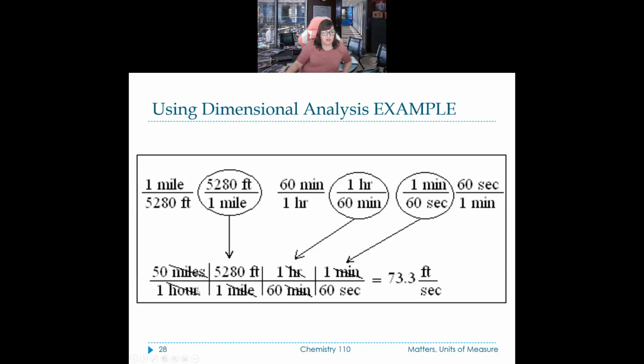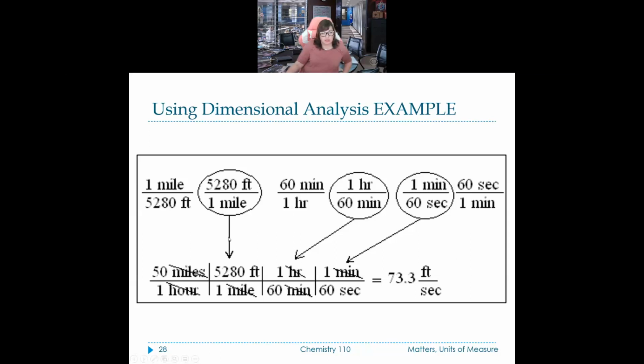Closer, but not there. Now I need to get rid of the hours, and I want to go to seconds. So I know that 1 hour is 60 minutes. So 1 hour, 60 minutes. I cancel my hours. That leaves me with feet per minute. Close but no cigar. 1 minute is 60 seconds. So I multiply that in. That leaves me with feet per second, which is what I want, which is this. Okay, that's what we're talking about with that. All right. So that's what we're going to be doing, and that's what you'll see me doing when we do this.